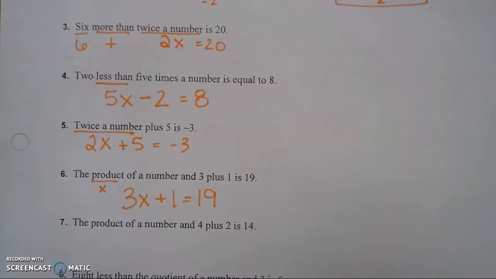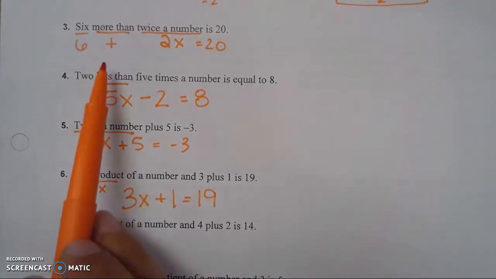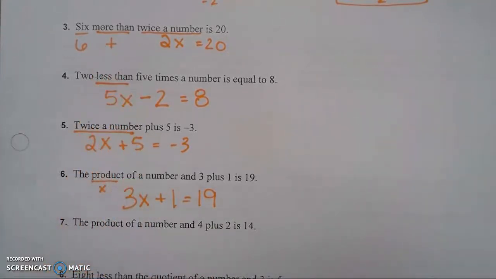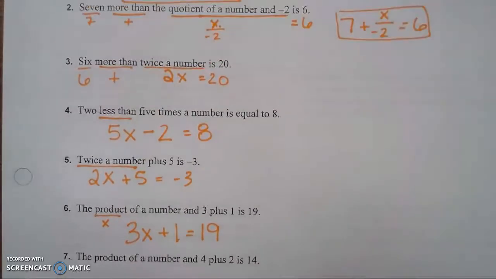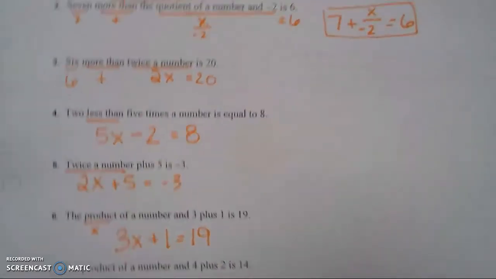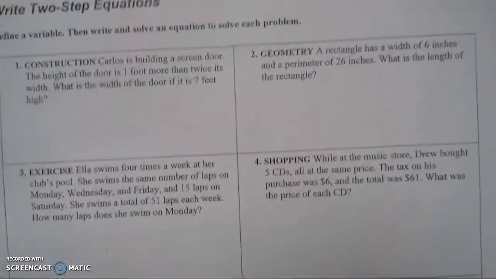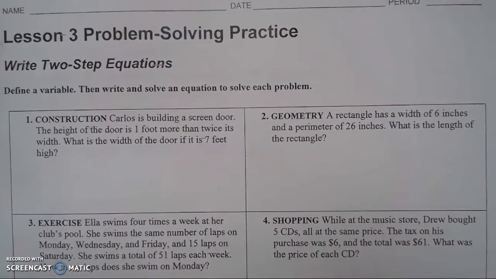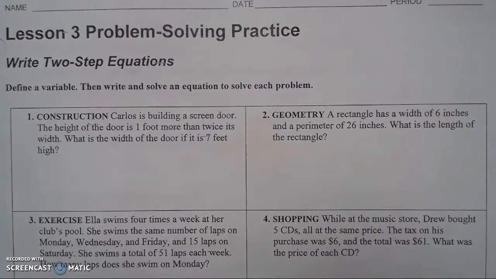All right, so real simple and basic, okay, just look for keywords, look for where they're telling you where to add, subtract, multiply, or divide. Your is the keyword for your equal sign, and then just put it all together. So that's translating, okay? Now onto the word problems. So you guys will have a word problem, and we are going to set up an equation and then solve it.